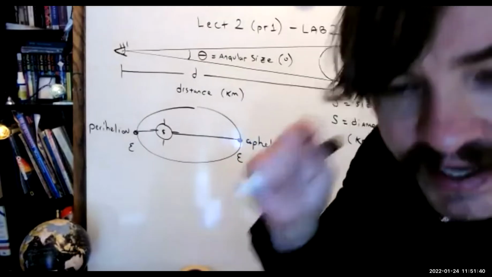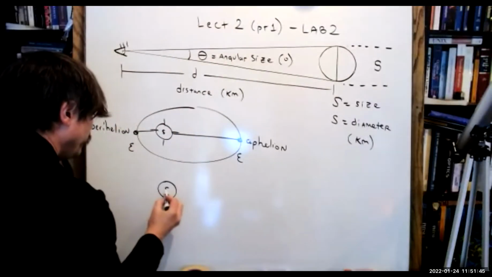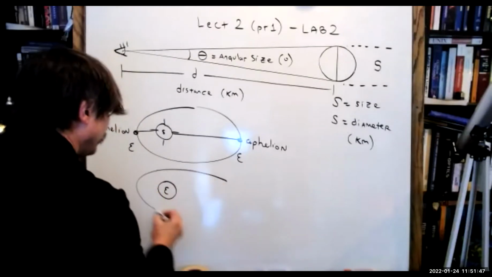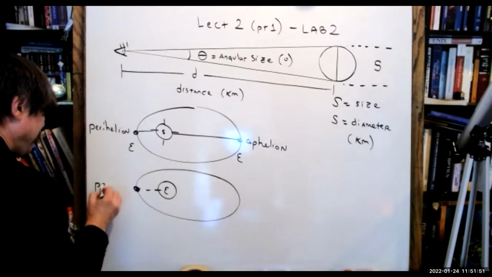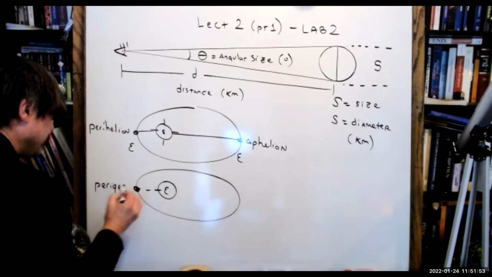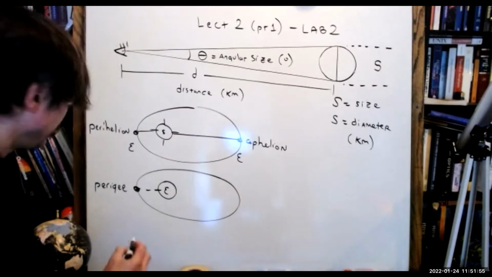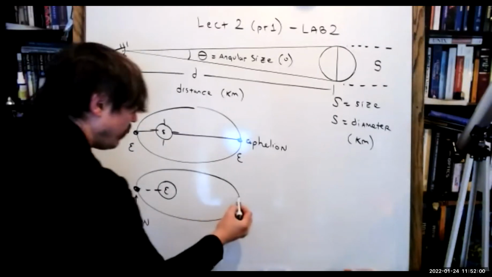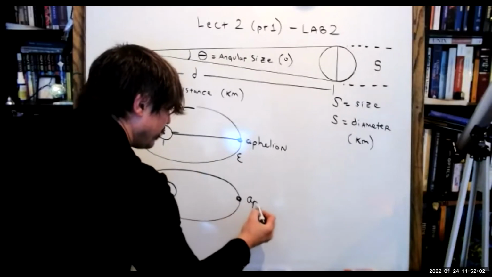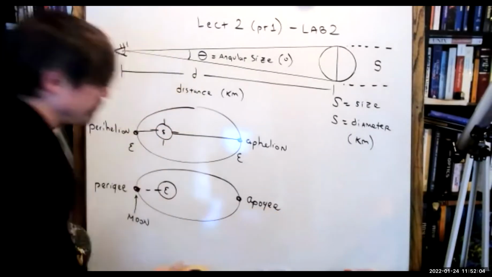Likewise, the moon's orbit is close to, but not quite, a perfect circle. So for the case of the moon orbiting Earth, its closest approach to Earth is called perigee. That's closest to Earth. And this dot here represents the moon.